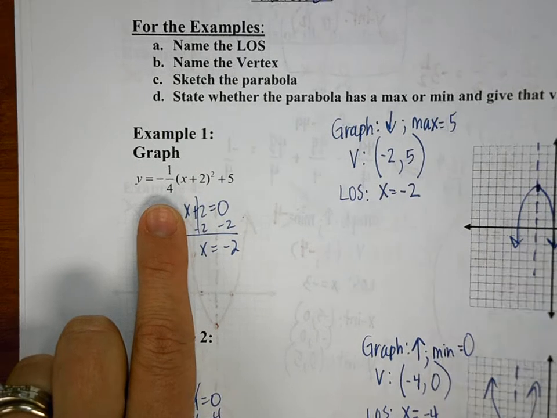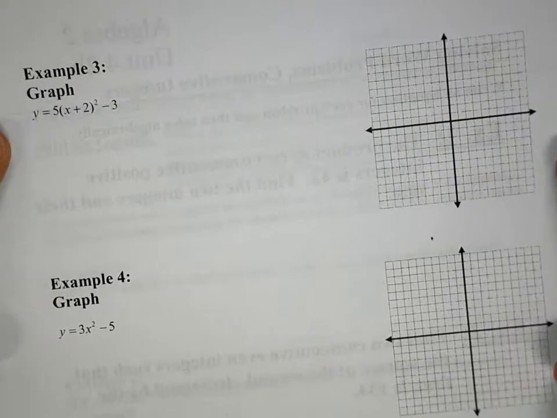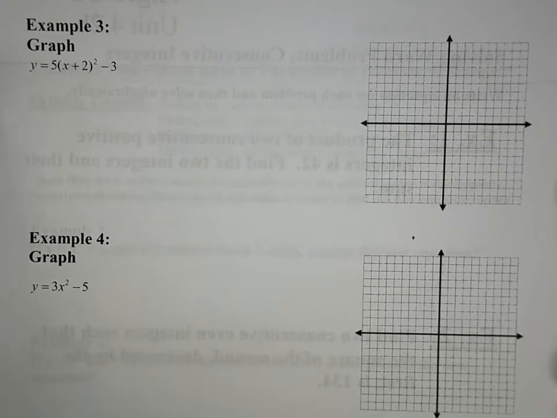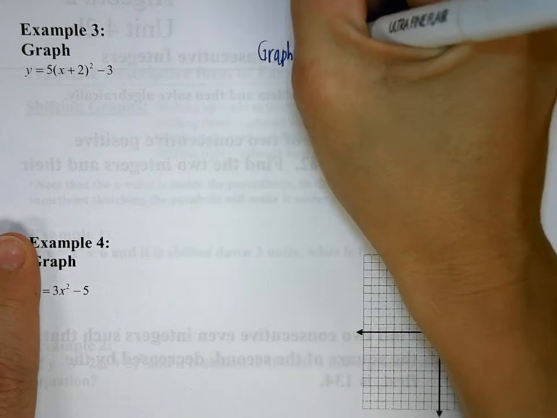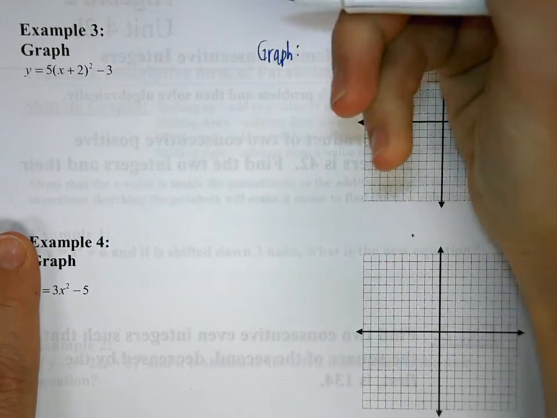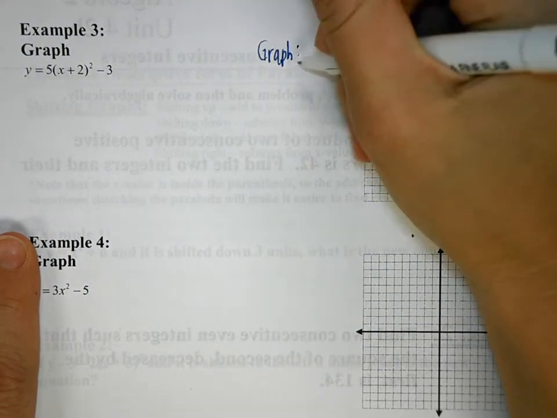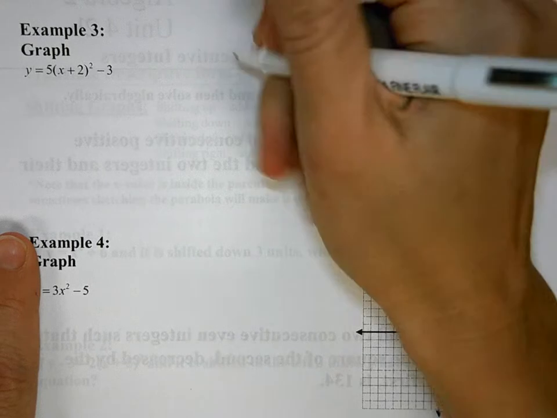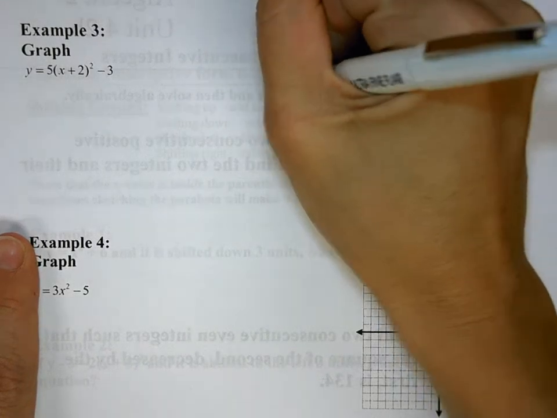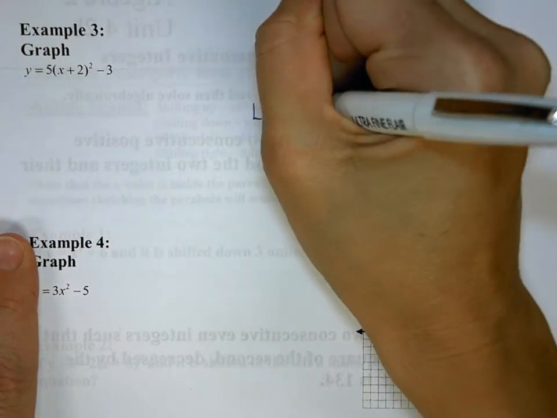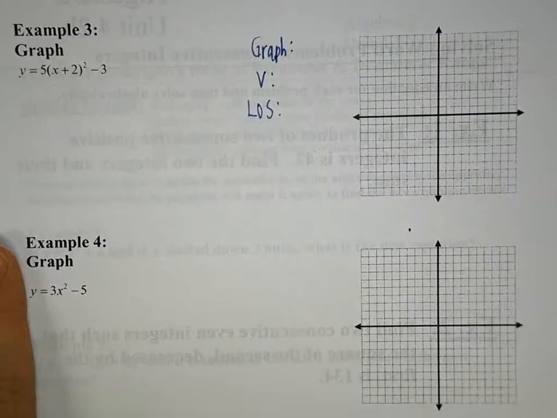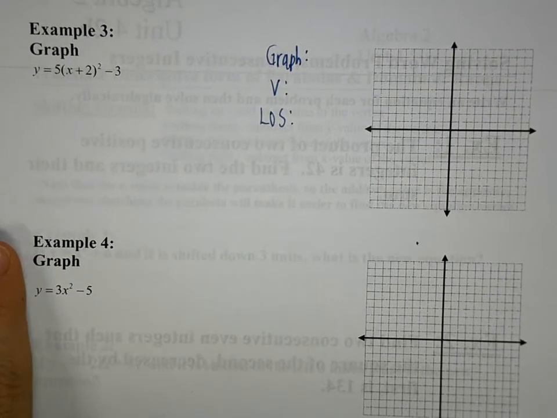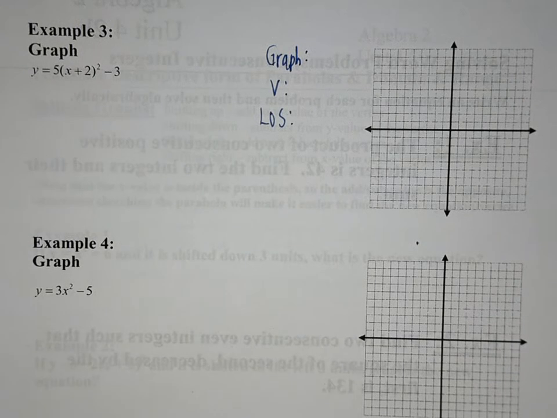Okay, example 3. The information that you need for this one: we want to know our graph. I'm going to have you do this on your own, but I'm going to help you remember what you need. For your graph, you're going to decide if it's going up or down, and then if it's max or min. You need to know what your vertex is, and you need to know your line of symmetry. I'm going to give you about a minute or less to try this on your own.